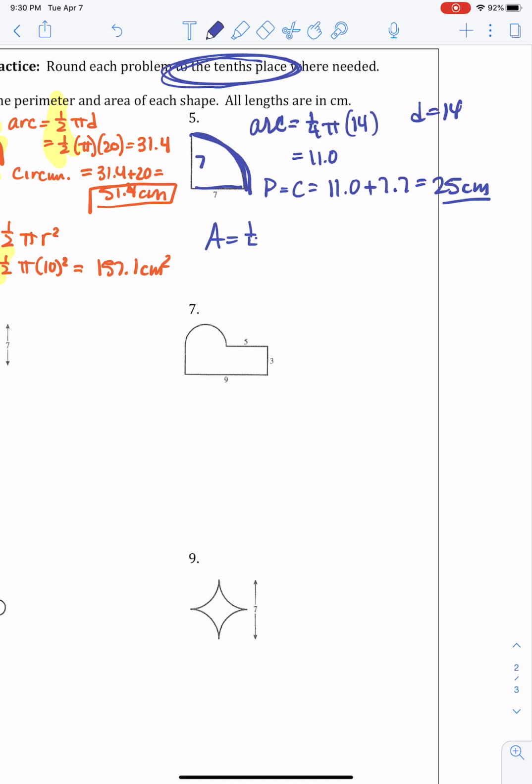Area is 1/4 pi r squared. It's only 1/4 of a circle, so I can just divide by 4 or multiply by a fraction. So that's 1/4 pi 7 squared, which is 38.5 centimeters squared.